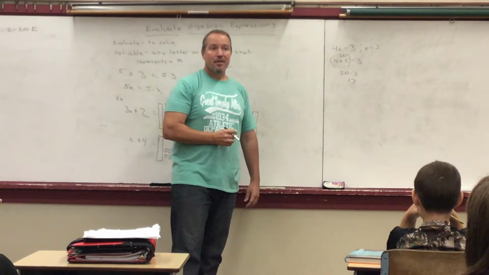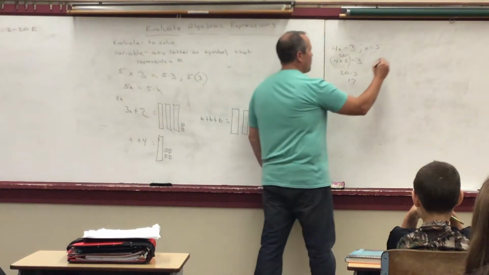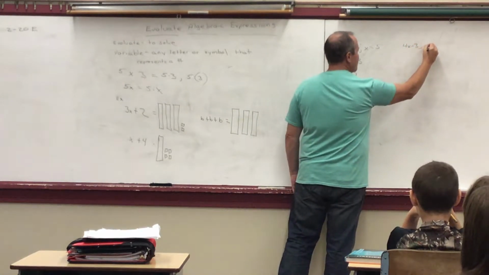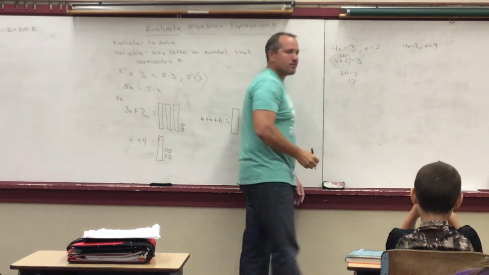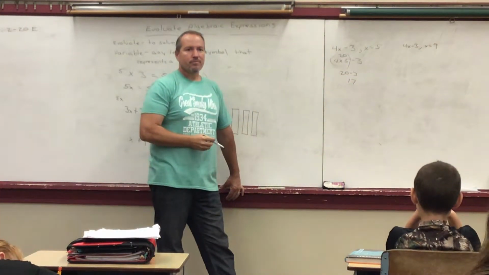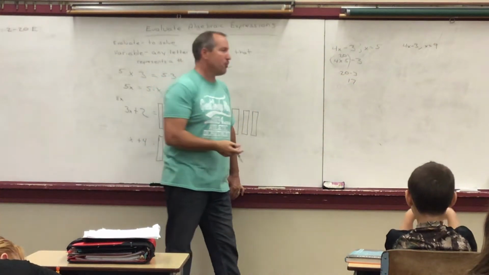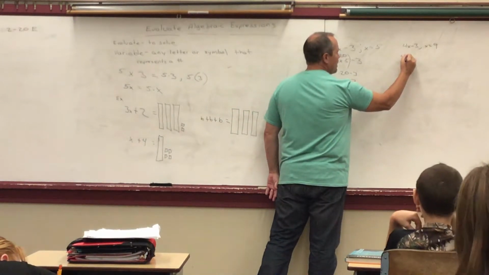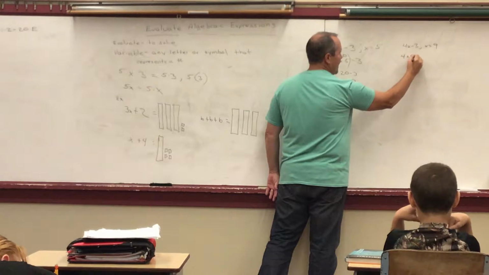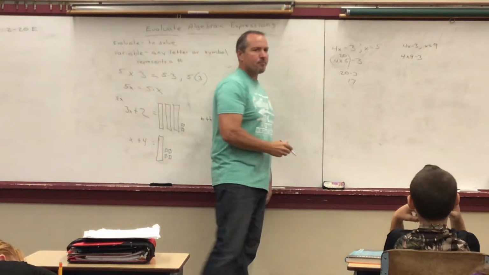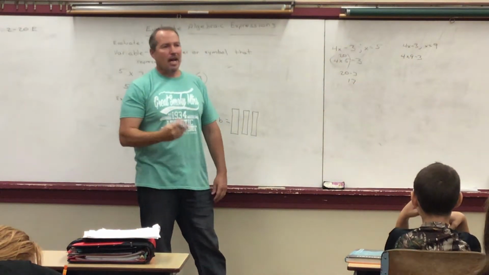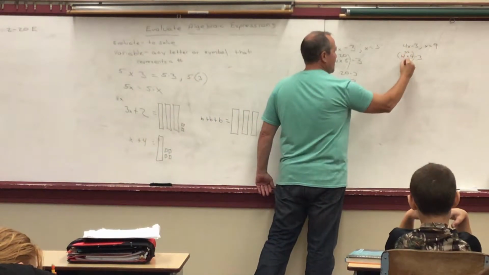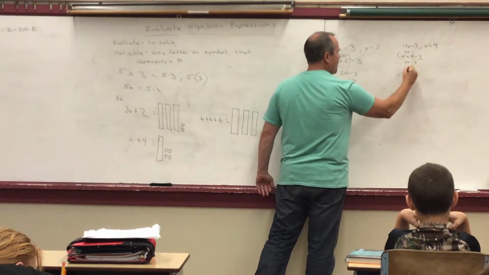Now let's say they give you the exact same equation, 4x minus 3, but this time they say x is equal to 9. Okay, so now we're going to make it into the numerical equation. We're going to put 9 in place of x. So now we have 4 times 9 minus 3. And now 4 times 9 is 36. And now we take 36 minus 3, and that gives us 33.